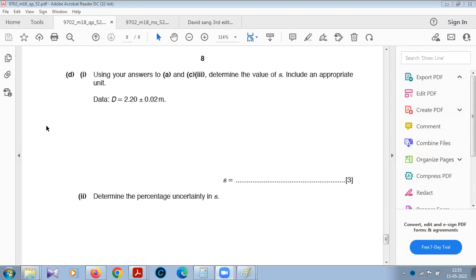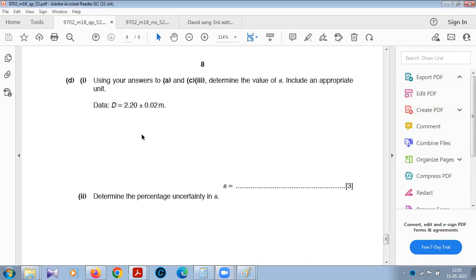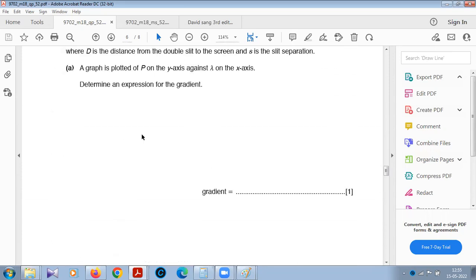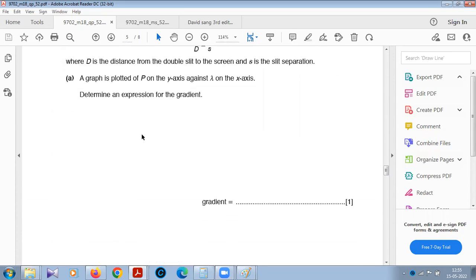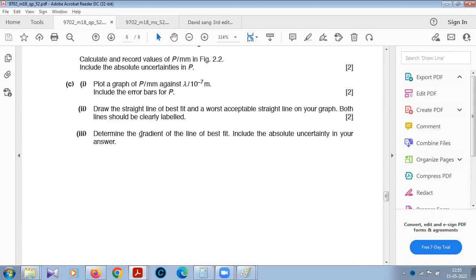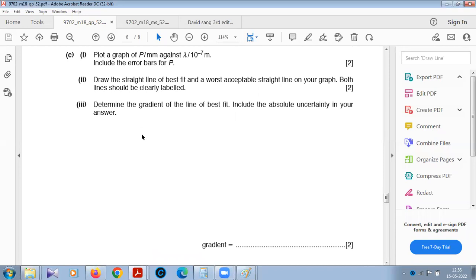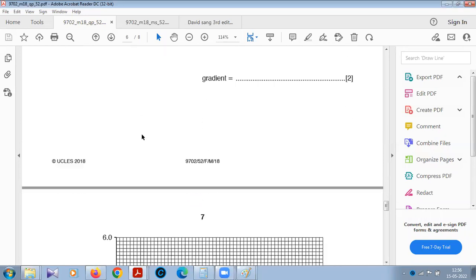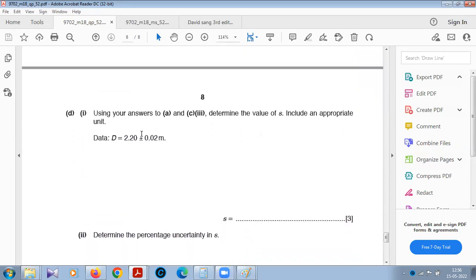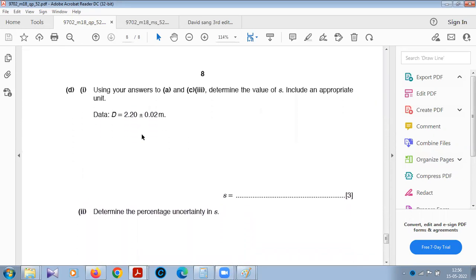So now, just two more points. For part D they're asking, using your answers in A and C third. A is the expression for the gradient, and C third was the gradient of the best fit line and its uncertainty. Using this, we have to determine the value of S, and include an appropriate unit.